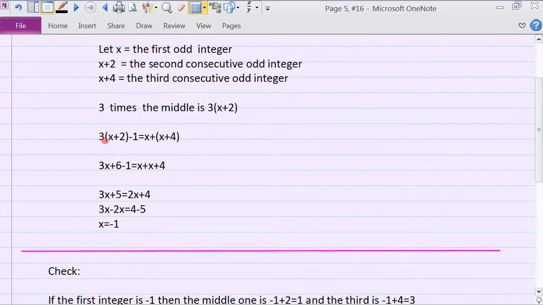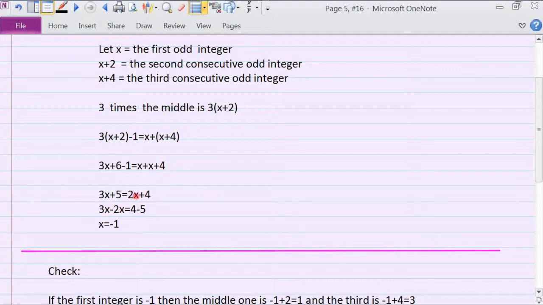Now, if I use the distributive rule, 3 times x is 3x. 3 times plus 2 is plus 6. Now the minus 1 is the minus 1. This is x here. Remove the brackets. I get x here. And this is the 4 here. So 3x plus 6 minus 1. 6 minus 1 is 5. 3x stays the same. X plus x is 2x. And I've got the plus 4 here.